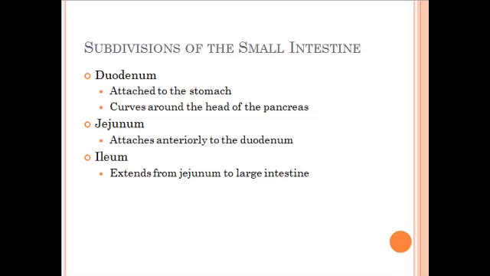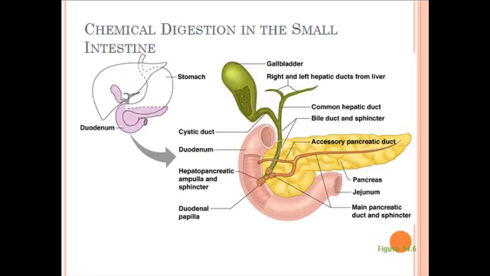The duodenum comes out of the stomach, curves around the head of the pancreas, and its name actually means 12 finger widths. So that's about how long it is. It's not very long at all. But it's very important because this is where most of the digestive enzymes are going to enter the small intestine. This is where the pancreas is going to attach. And the pancreas is the organ that is producing most of the enzymes that are doing the active digestion.